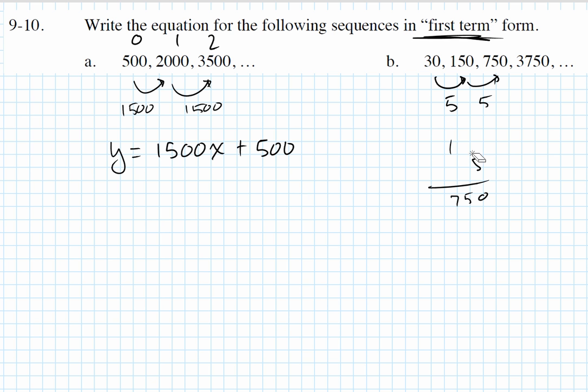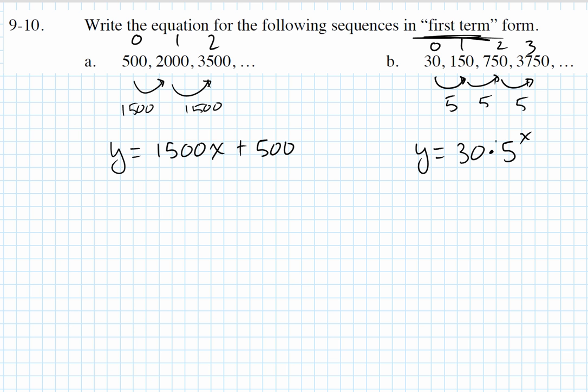So it appears, and I might want to check the last one with my calculator, that each time I'm multiplying by 5. So my multiplier is 5, and my first value is 30. As an equation, that's the 0 position, the first, the second, the third. So the equation is y equals 30 times 5 to the x power. So that's what these look like as equations.